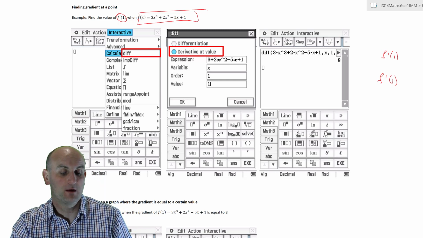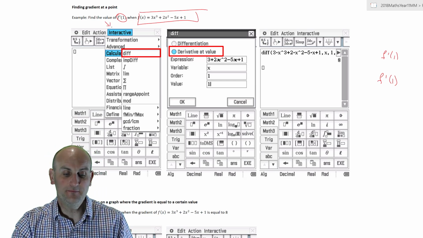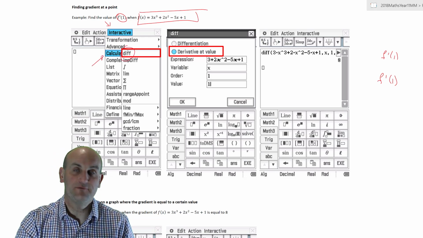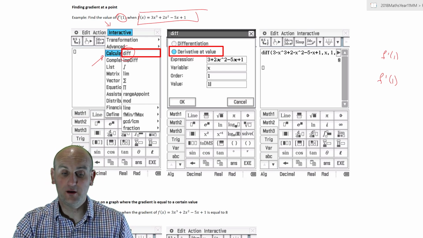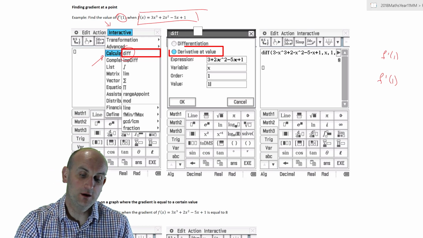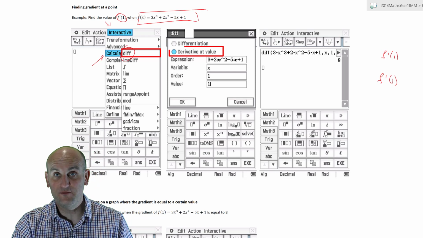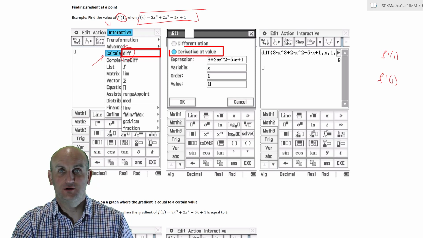So what do we do? Right, on the Casio ClassPad again. First things first, hit the interactive button, then calculation, and then diff. What does diff stand for? Differentiate. It comes up with the dialog box, and normally the first thing here is coloured in, but you don't want that first thing coloured in. You want the second thing, the derivative at a value. Now, derivative is another word for differentiation, right? It just wants the differential at a value.